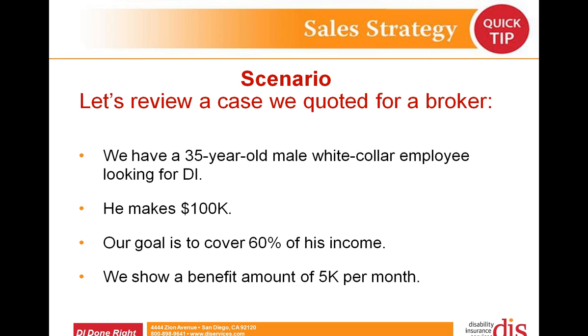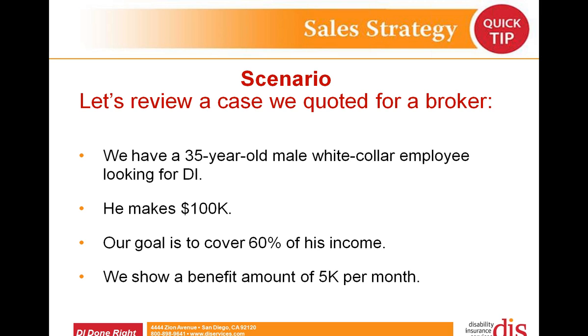At 35 years old, he may have a family at this point. He may have a mortgage. Let's say that this white-collar employee makes $100,000 a year. Again, really a good ballpark for someone looking for disability insurance. Well, our goal is to always cover around 60% of his income. Why do I say 60%? 60% is the maximum an individual disability carrier will allow us to cover. It's a good rule of thumb.